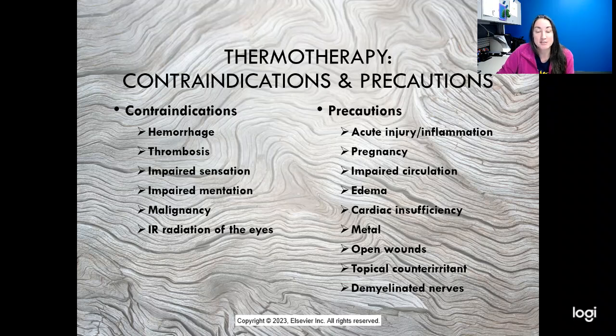If their sensation or mentation is impaired, just like with ice, then you don't want to use heat and not know if it's causing issues. If there is cancer in an area, you do not want to use heat because it can stimulate cell growth or proliferation, like spread the cancer essentially. And then with infrared, the radiation of the eyes. So with infrared, if there is any exposure up towards the eyes, then they need to have protective eyewear on, or you need to keep it away from the eyes.